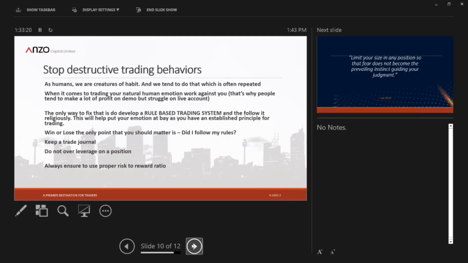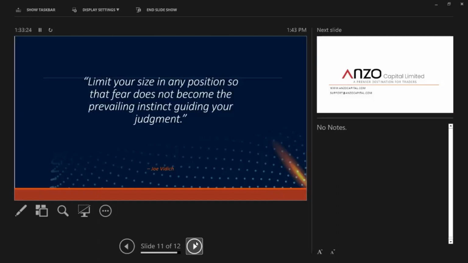So always ensure to use proper risk management in your trading, as that is the only key. That is the only holy grail to success in trading. So I think the final words from Joe Vidic say you want to limit your position size such that fear does not become the prevailing factor guiding your judgment. It's like if you open 10 lots on a $1,000 account, on gold, if it goes up 100 pips, you're a big boy.